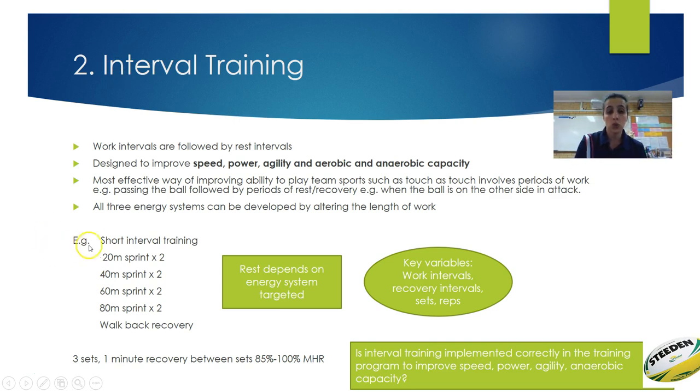Here's an example of short interval training. This is called speed pyramid. So you'll sprint 20 meters, walk back recovery, go again, then 40, then 60, then 80. Each time you walk back recovery, 3 sets and a 1-minute recovery between sets. You need to be aiming for 85 to 100% of your max heart rate, and to measure that, we use heart rate monitors. Key variables include your work intervals, your recovery.